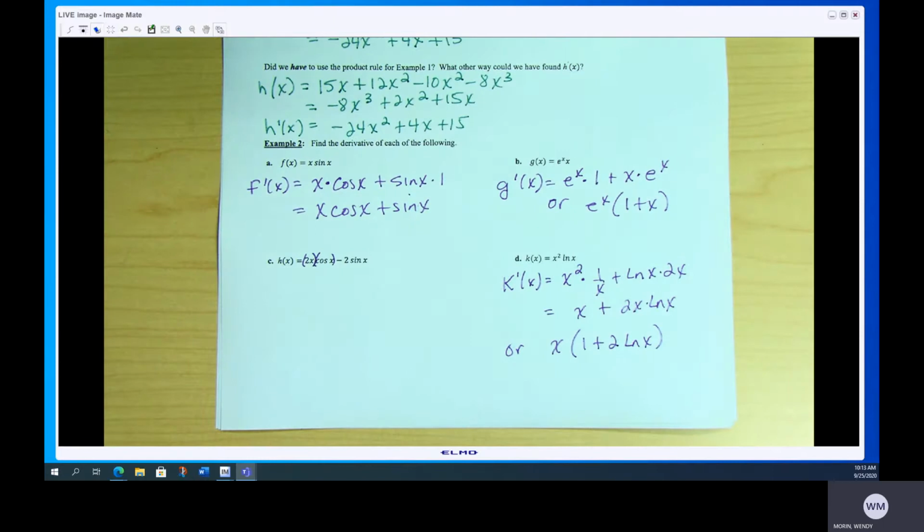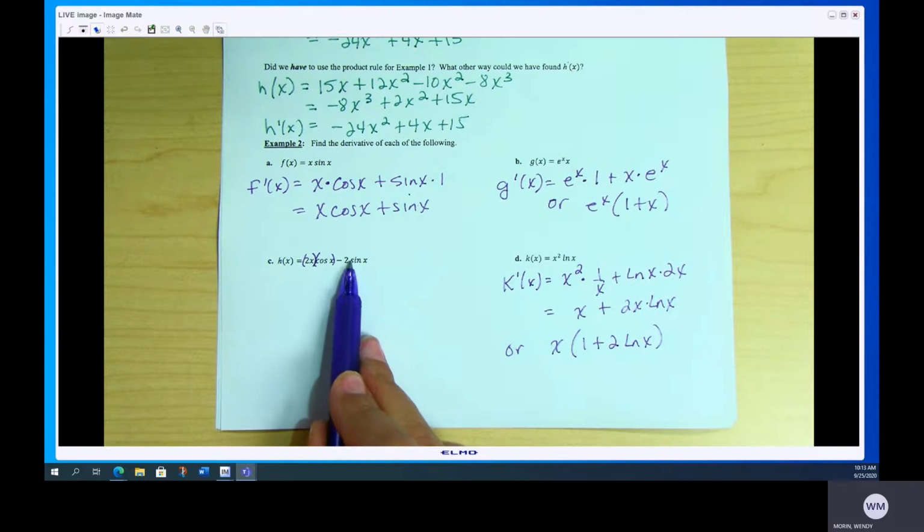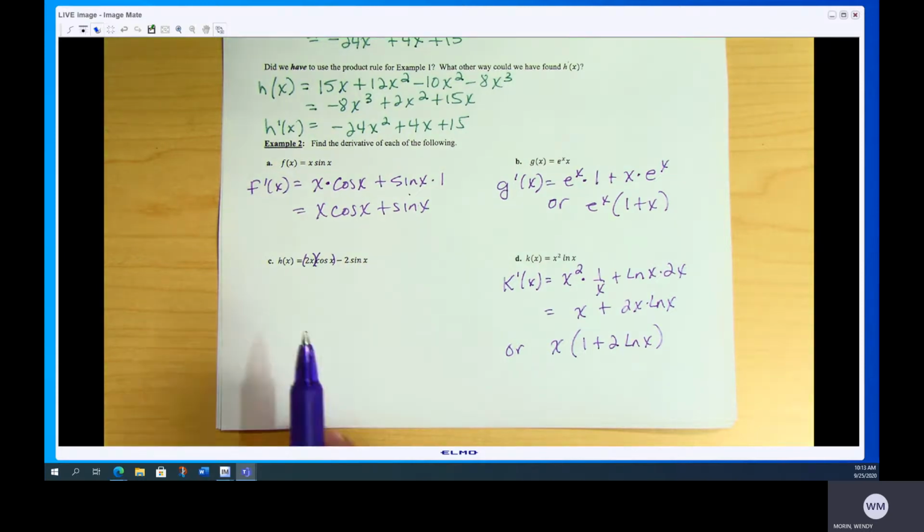And you have to recognize that that is a product. Okay? This is a product. You could use the product rule with 2 and sine x, but the derivative of 2 is just going to be 0. So you're wasting your time using the product rule when you have a coefficient. You can just use our coefficient times the derivative of sine x. So go ahead and stop the video and try letter C.